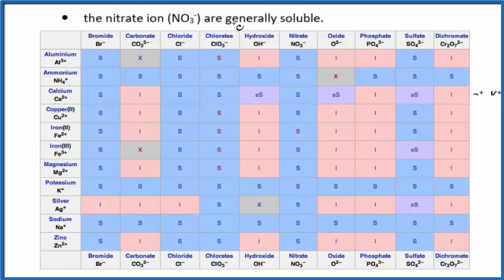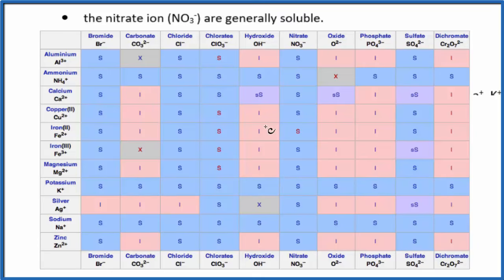When we have compounds with the nitrate ion, they're generally soluble too. So here's the nitrate ion right here. We have an S for all of these. So if you had something like Ca(NO3)2 or Fe(NO3)3, that would be soluble.